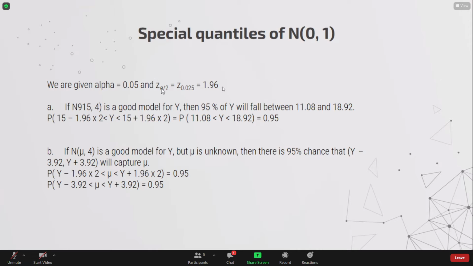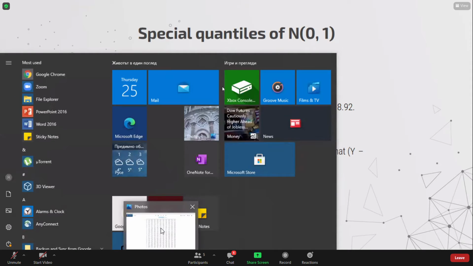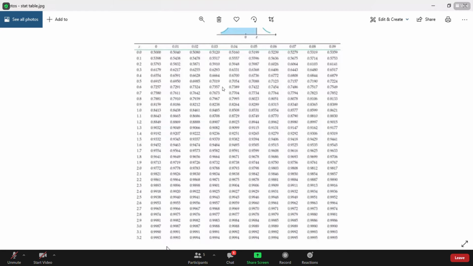And now we know that z of alpha divided by 2 is the z which is divided by 2, which is in our case 0.025. And how did we get that number here, 1.96? It's from the table. If we go to the last row of the table, I'm not sure I have it right now. I'm not sure if it's in that table also. No, it's not.